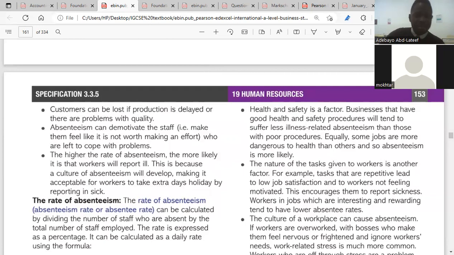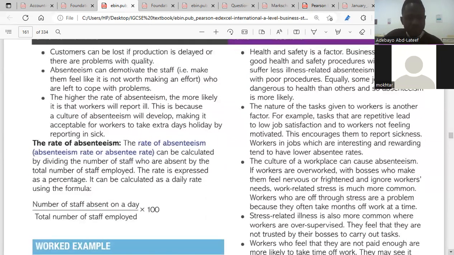The next one, absenteeism can demotivate the staff who are left to cope with the problems, making them feel like it is not worth making an effort. When the rate of absenteeism continues to increase, other members of staff might feel like the company doesn't even care. So they might also choose to leave, or they might also choose to be absent. So it becomes a culture of the organization. And if absenteeism becomes a culture, it is left for the business to find a way out because the workers have put them in a very tight corner.